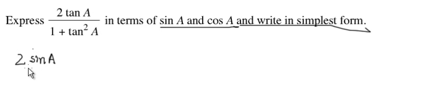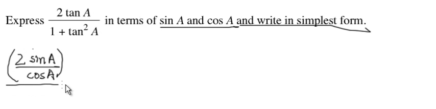2 sine A over cosine A. That's our numerator. And downstairs, well, we could split this up, but do you see another option here that we could do first?